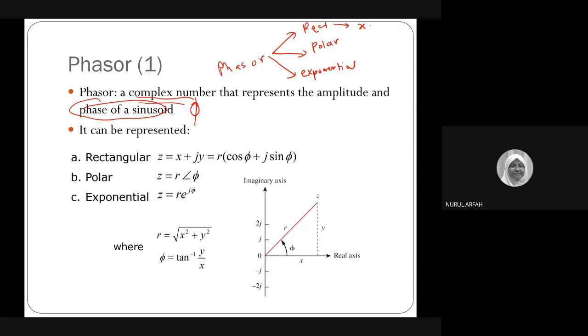So rectangular, I think this one you know better. You have x plus jy. What does it mean? The x here is the real axis, and the j here is the imaginary axis. But we just put j there. The elements that you need to consider are the x and y. If you draw the imaginary and real axis, you will have this.